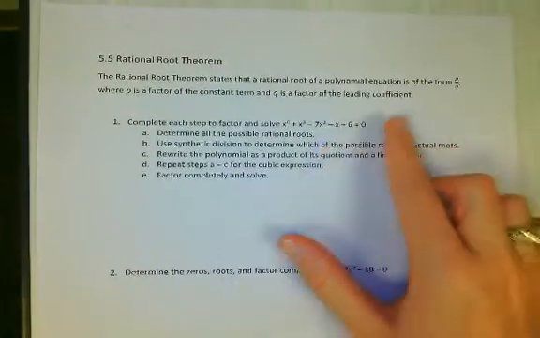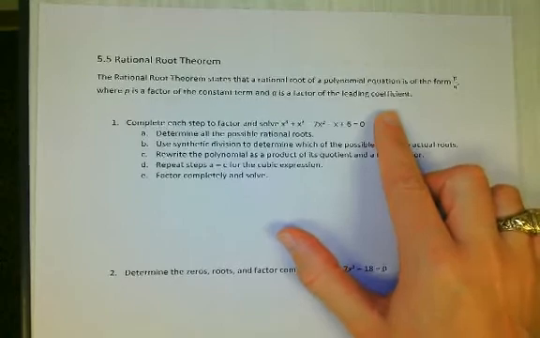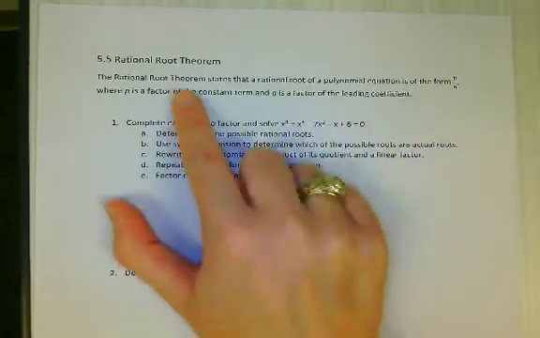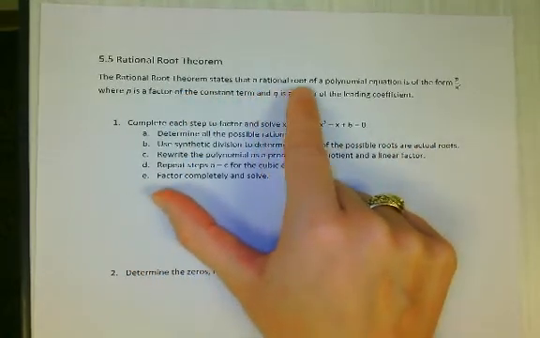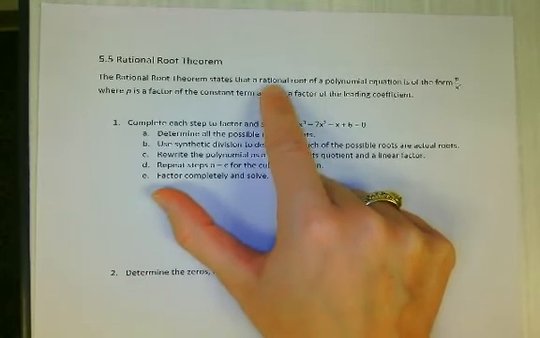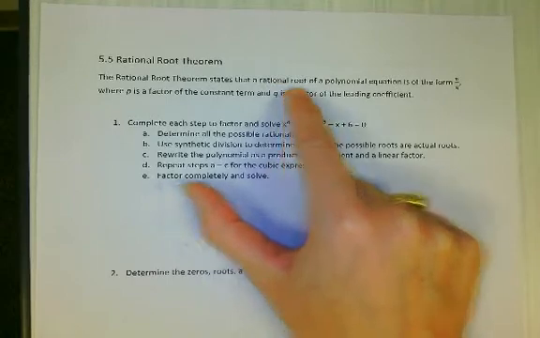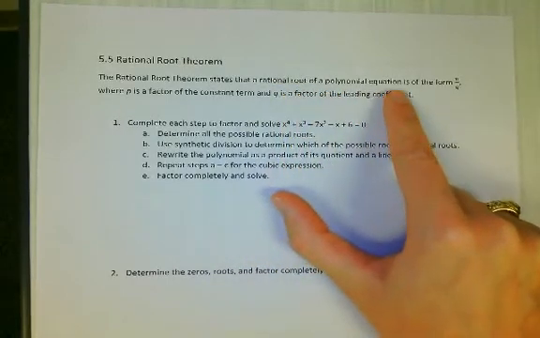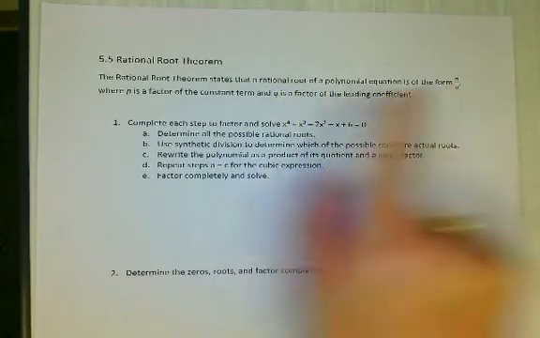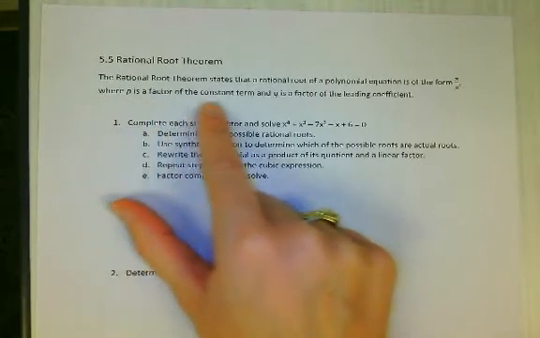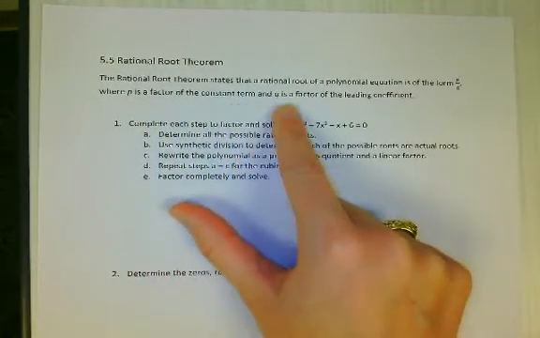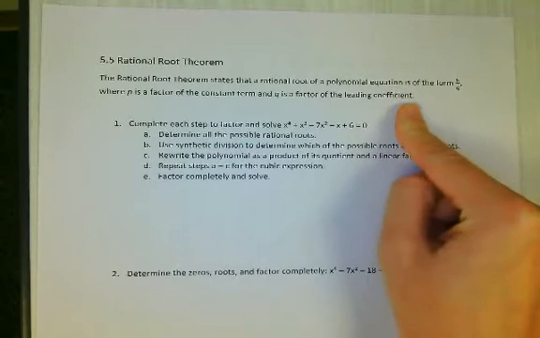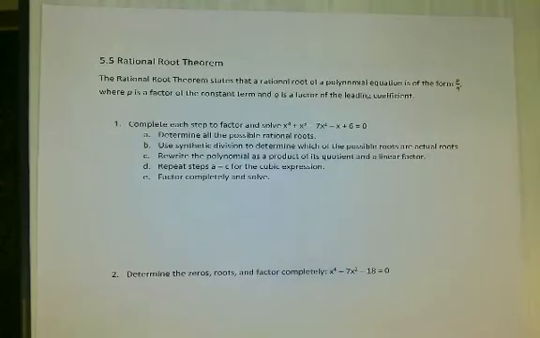So we need to learn one final theorem in order to do this, and it's the rational root theorem. It states that a rational root, so rational means it can be written as a fraction, of a polynomial equation is of the form p over q, where p is a factor of the constant term and q is a factor of the leading coefficient. Okay, what does that mean?